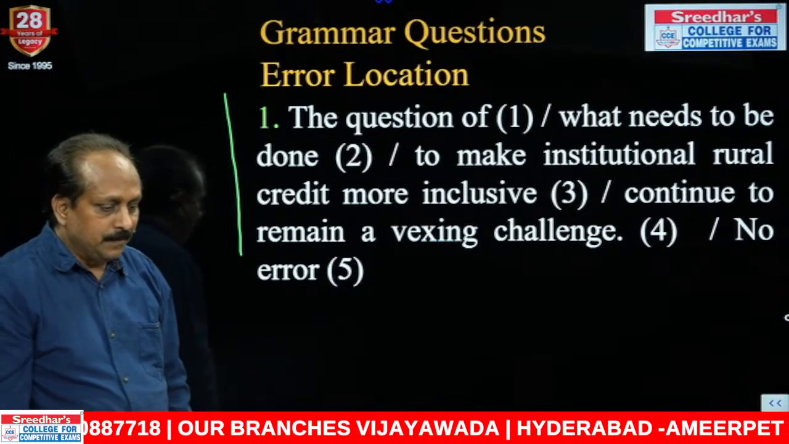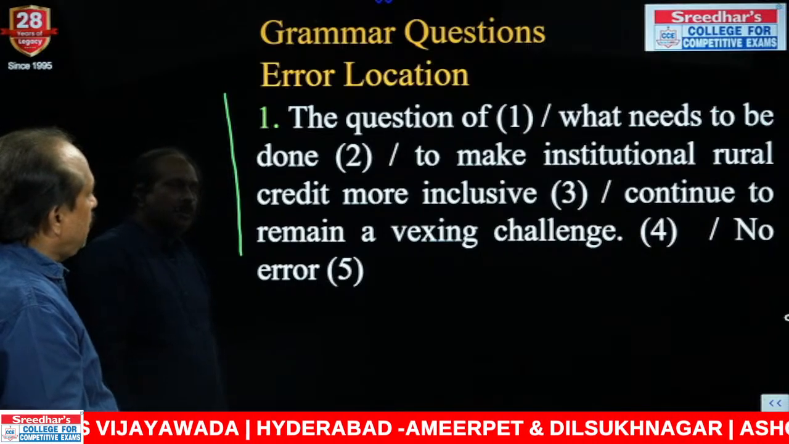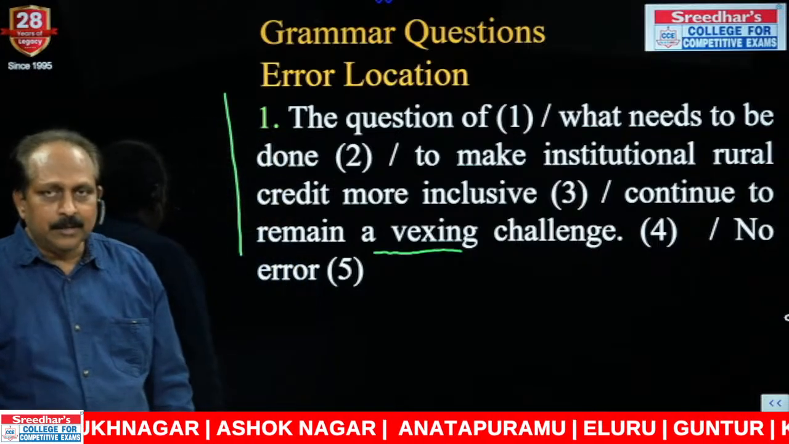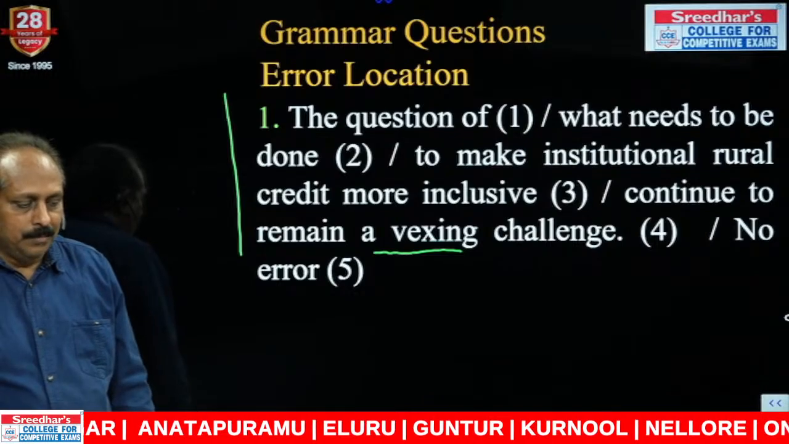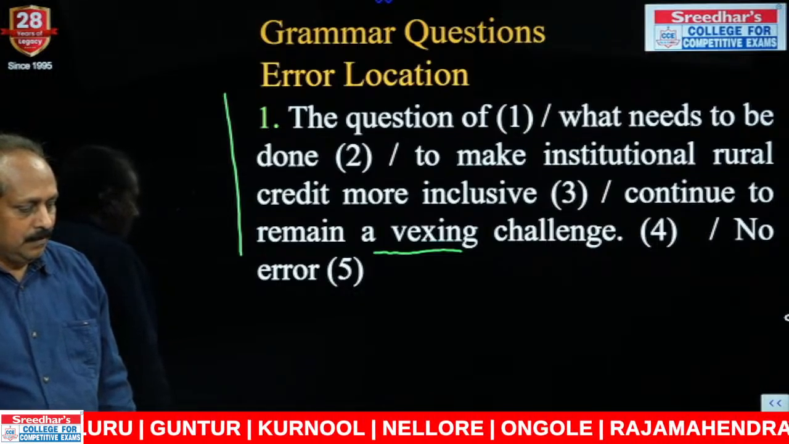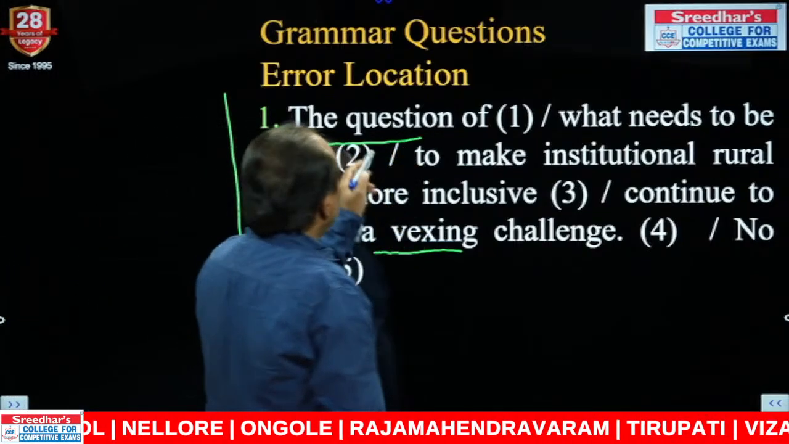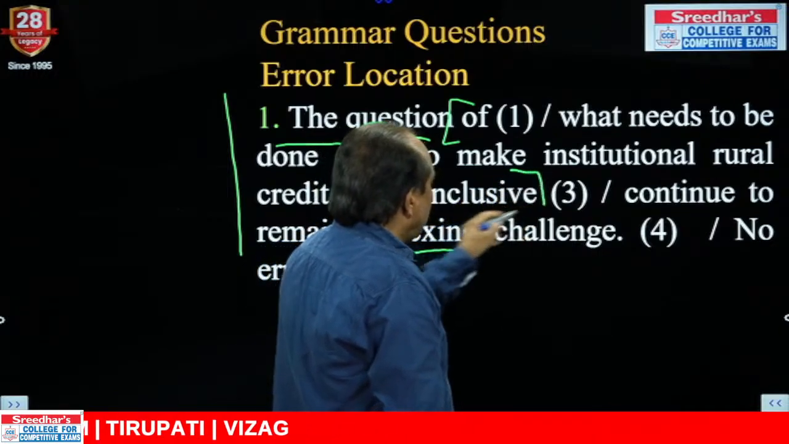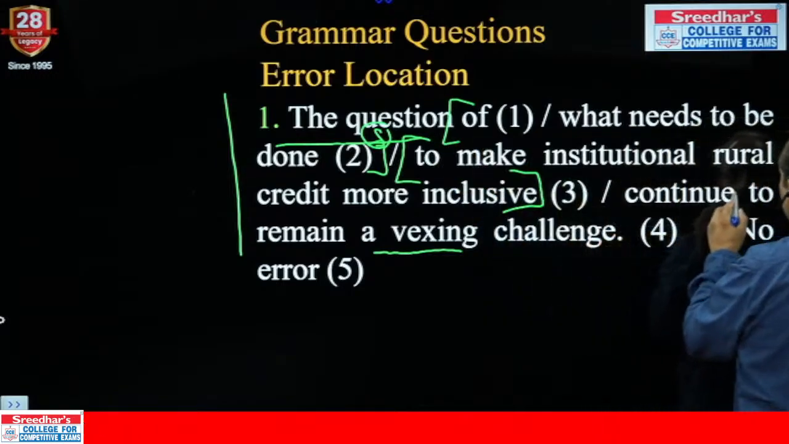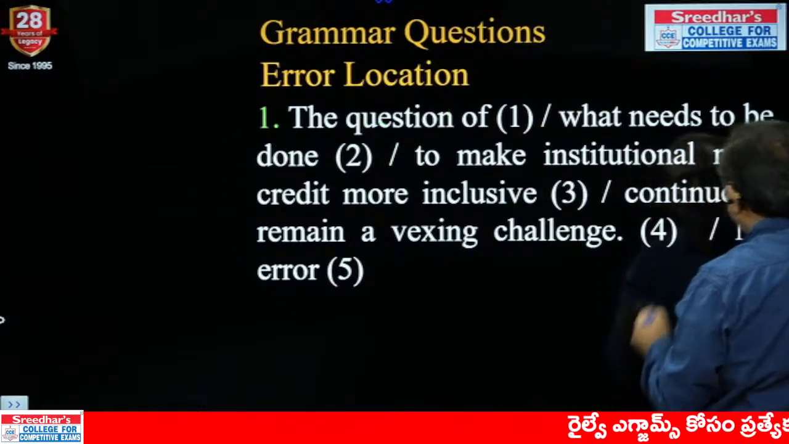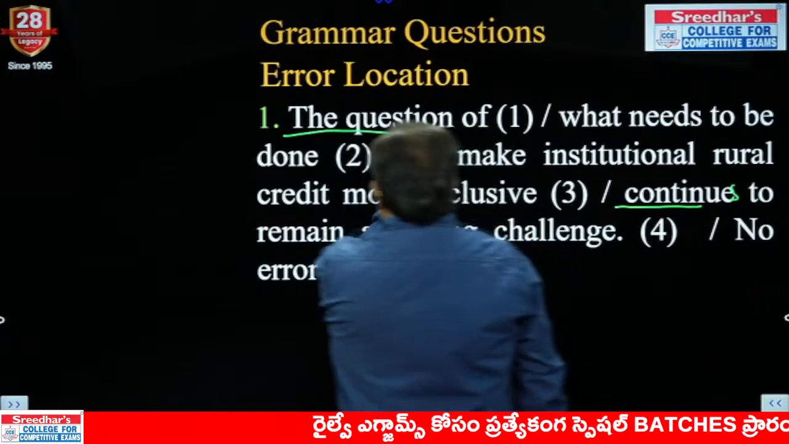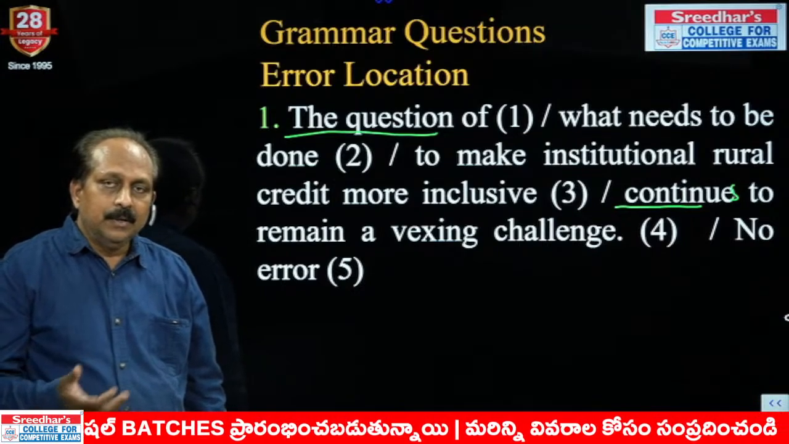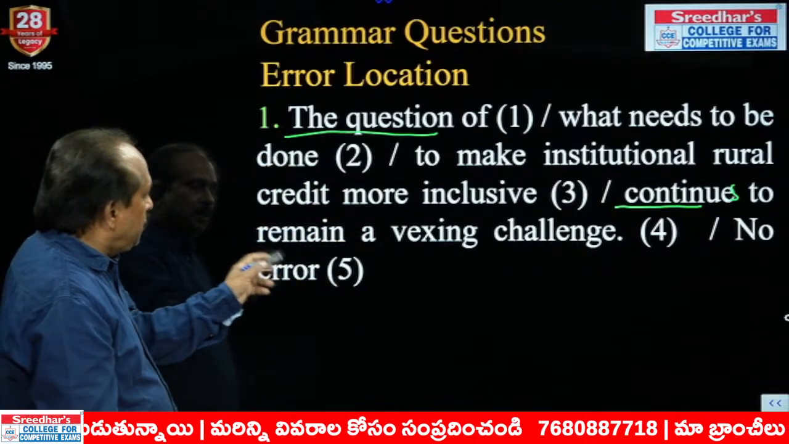Counterproductive or boomerang. The question of what needs to be done to make institutional rural credit more inclusive continue to remain a vexing challenge. Vexing means irritating, troubling, without any solution. You are troubled regularly. Vexing problem. The question is the subject. Continue is not correct because the subject is third person singular. The sentence is in present tense affirmative. We have to add s or es to the verb. The question continues to remain a vexing challenge.